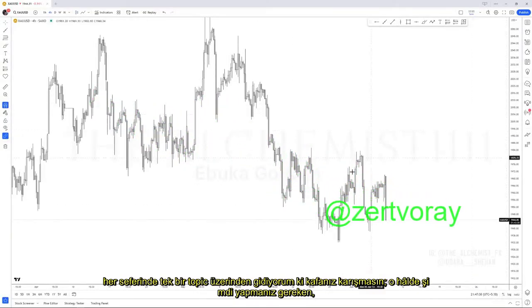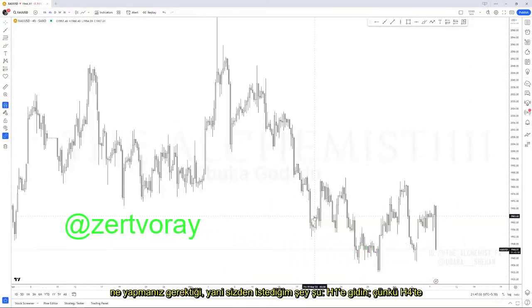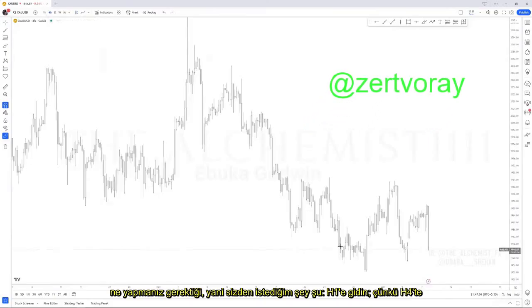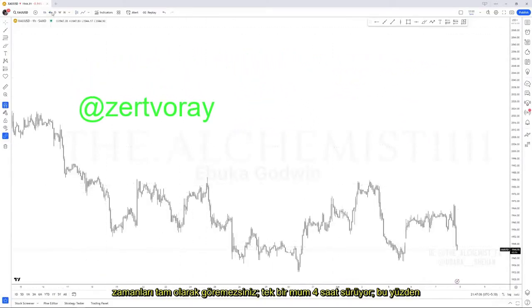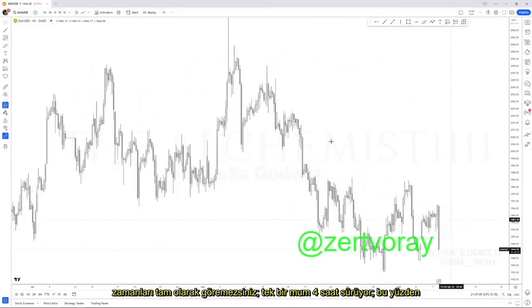Okay, so this is what you should do. This is what I want you to do. Just go to the H1, because on the H4, of course, you can't see the times properly, because it takes 4 hours to make one candle, right?